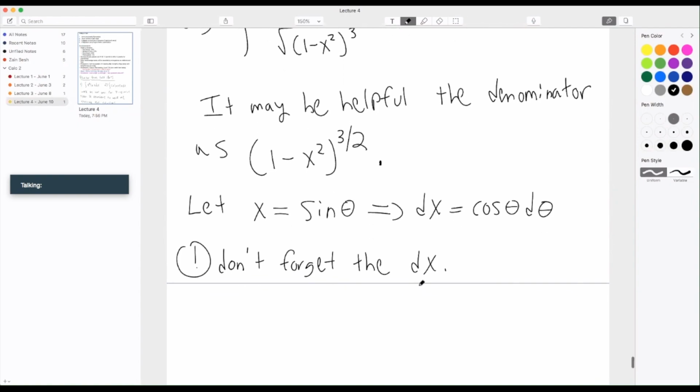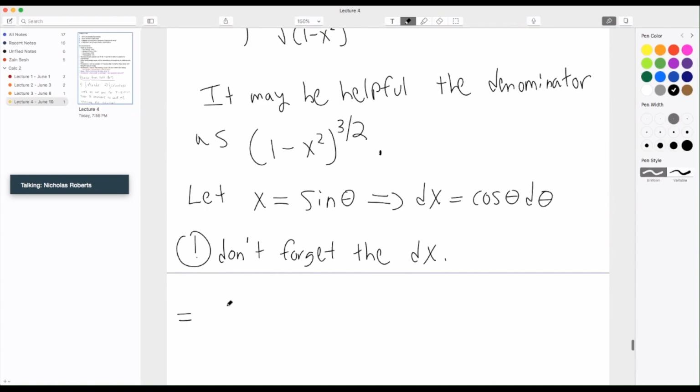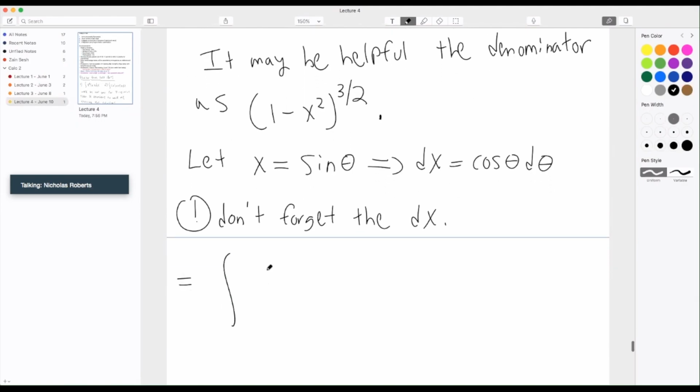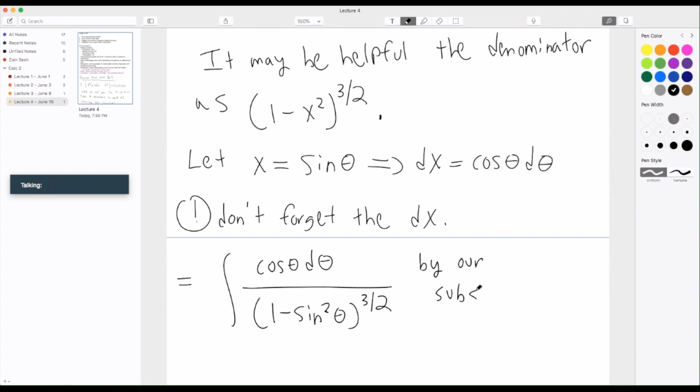All right. So what will that give us? This is now equal to the integral. Now in the numerator, we have just a dx. So I will replace that with cosine of theta d theta. And this will now become 1 minus sine squared theta, that thing raised to the 3 over 2. So this is just by our substitution. All right. So I hope that's clear.